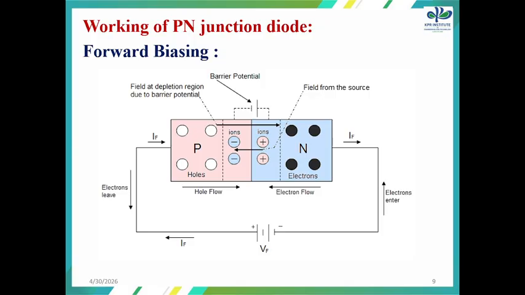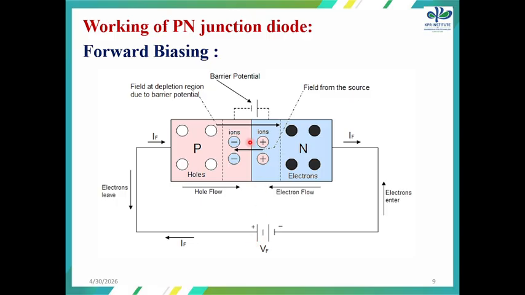So this is a diagram of the forward biasing. It consists of the P region as well as the N region. The P and N regions are nothing but semiconducting material. As we know, the majority carriers present in the P region are holes and minority carriers are electrons, whereas in the N region, the majority carriers are electrons and minority carriers are holes.